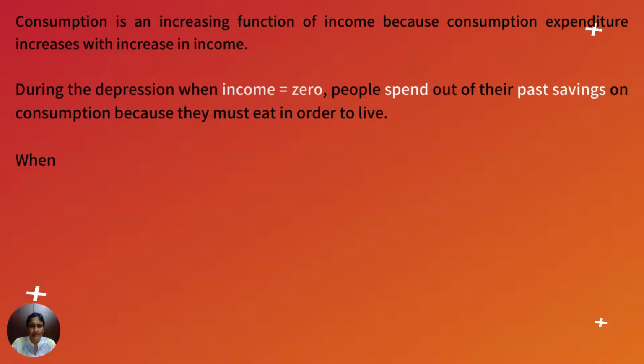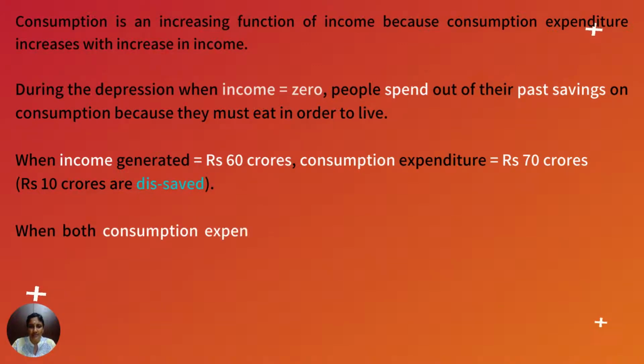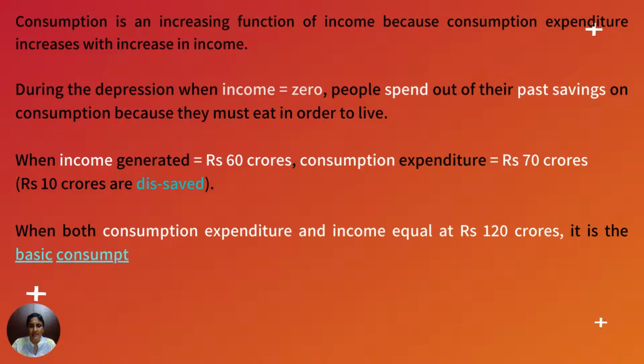When income is generated in the economy to the extent of rupees 60 crores, it is not sufficient to meet the consumption expenditure of the community, so that the consumption expenditure of rupees 70 crores is still above the income amounting to rupees 60 crores, which means that rupees 10 crores are saved.